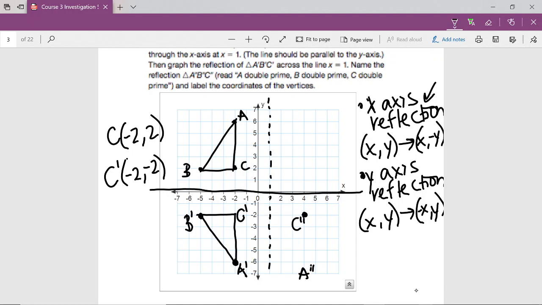B double prime, we go 1, 2, 3, 4, 5, 6 units. So 1, 2, 3, 4, 5, 6 units. And here is B double prime. Oops, sorry, that little one missed. All right, here is my triangle, and now it has been reflected across that line of symmetry.